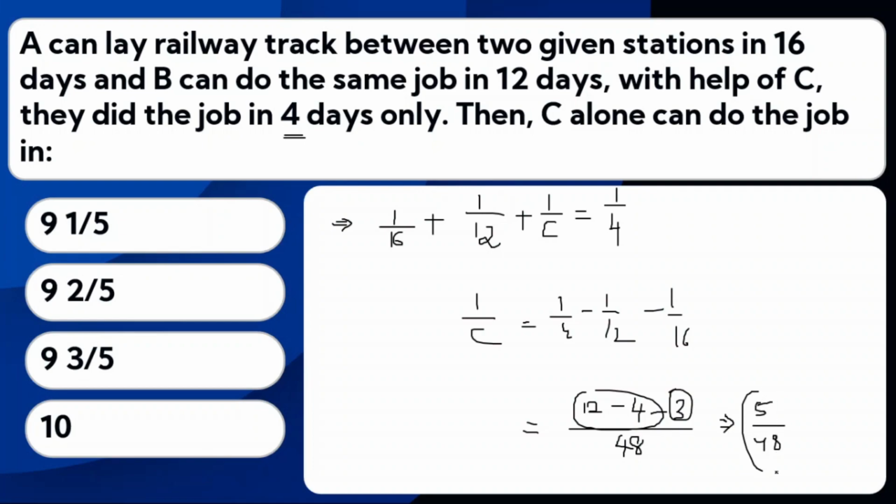So per day C can complete 5/48 of the work, but I want to know in how many days C can complete the work. I don't want 1/C, I want C. So just take the reciprocal of the work done per day, which equals the number of days. So 5/48 becomes 48/5. 5 goes 9 times and we have remainder 3, so 9 3/5 is the answer. So option C will be the correct answer.